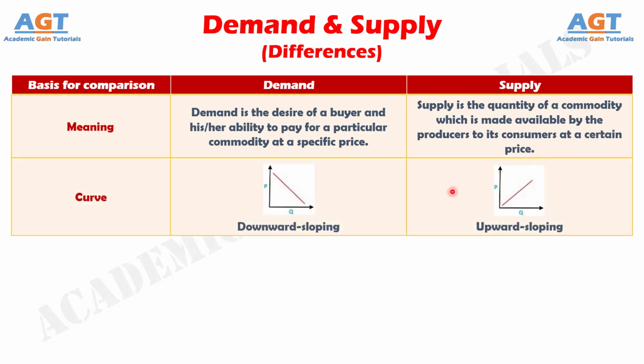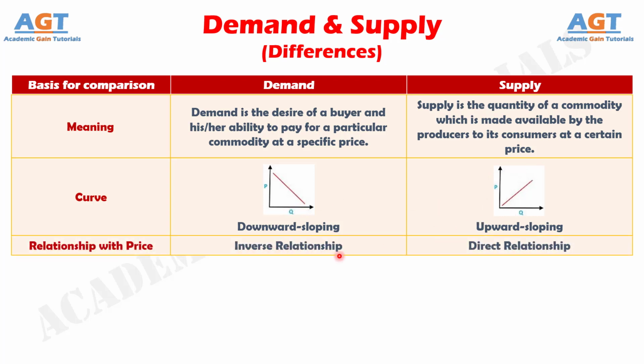Number 2. While the demand curve is downward to the right, the supply curve is upward to the right. And so the demand curve is a negative slope, whereas the supply curve is a positive slope. Number 3. Demand has an inverse relationship with price, whereas supply has a direct relationship with price. Number 4. While demand is an indicator of customers or buyers, supply represents the firm or producers of the product.